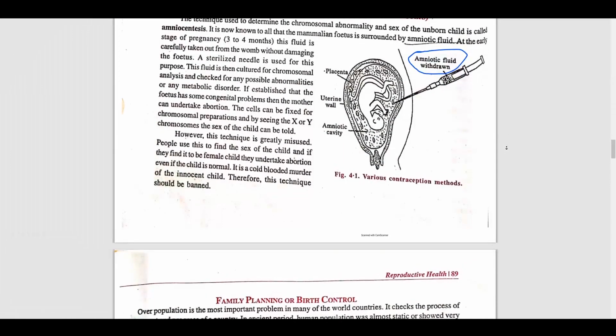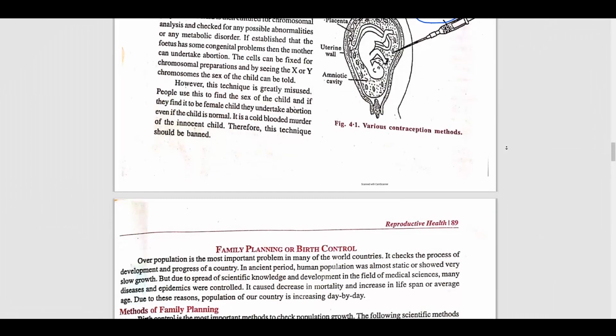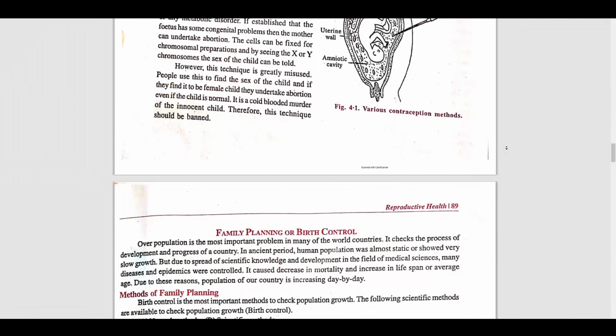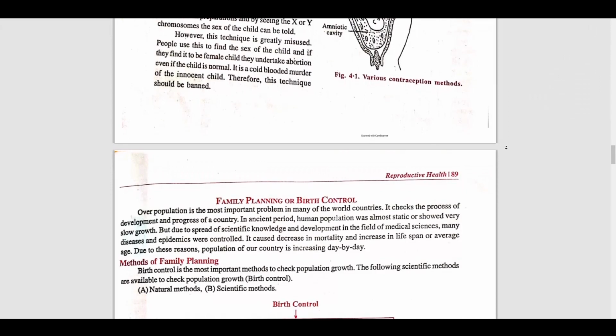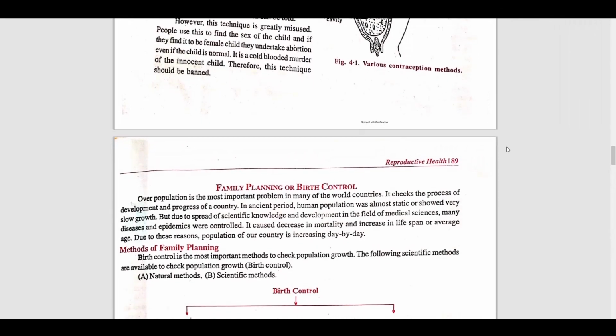The cells can be fixed for chromosomal preparation, and by seeing the X or Y chromosomes the sex of the child can be told. By this technique we can find out which chromosomes are present, XX or XY. However, this technique is greatly misused. How are they misusing it? They get to know already whether it is a girl or a boy child. People use it to find out the sex of the child, and if they find it will be a female child, they undertake abortion, even if the child is normal.